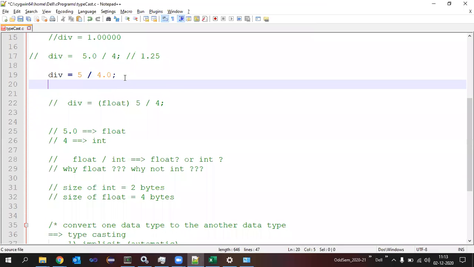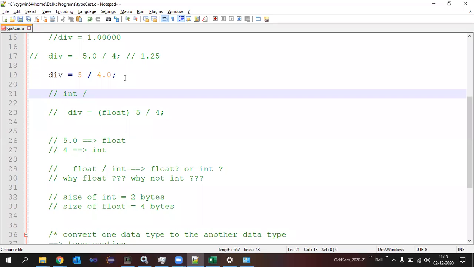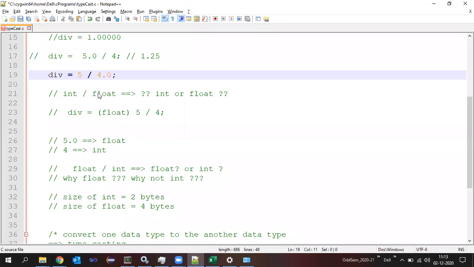Then what will happen here? What are we trying to perform? We are trying to perform integer divided by a float. Then what do you expect? Will the result be stored in an integer or a float? Who can answer? Float. Float, sir. Integer divided by a float.